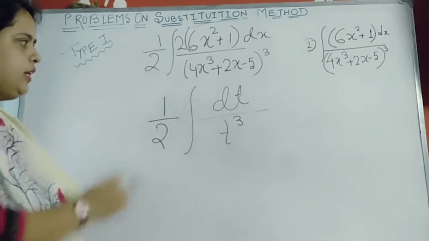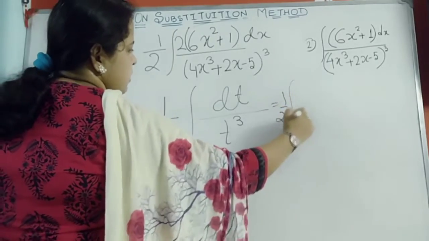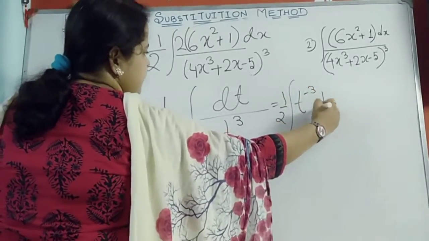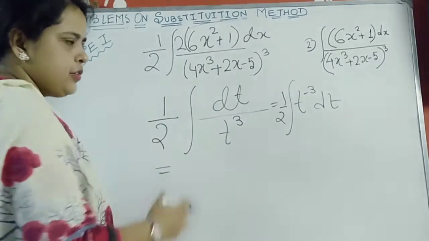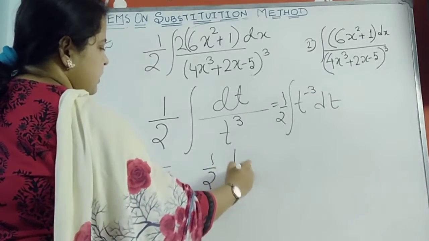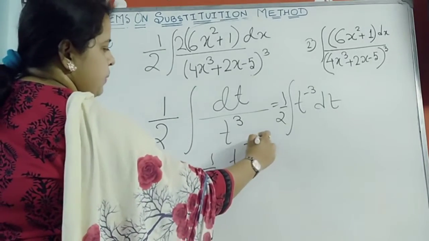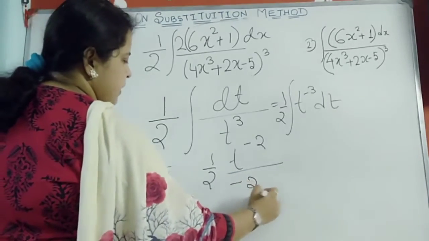Now t cube can be even written as what? t to the power of minus 3 dt. Now all of us know the integration of t to the power of minus 3. So it is minus 3 plus 1. What should I put here? Minus 2. And in the denominator it is again minus 2, plus c.